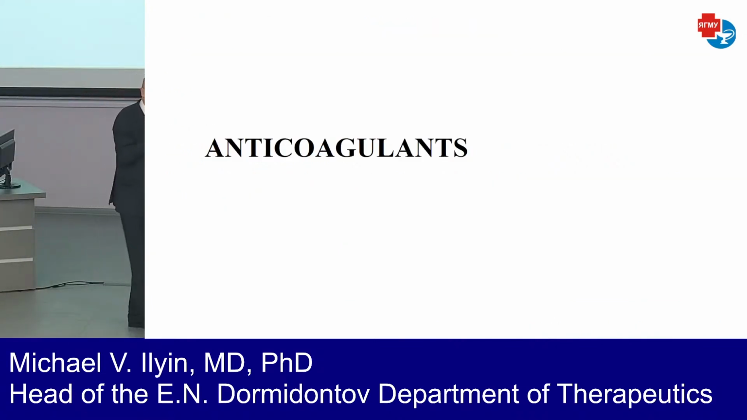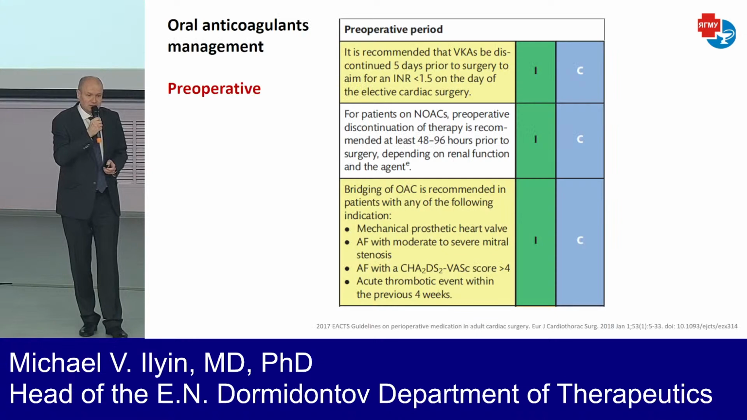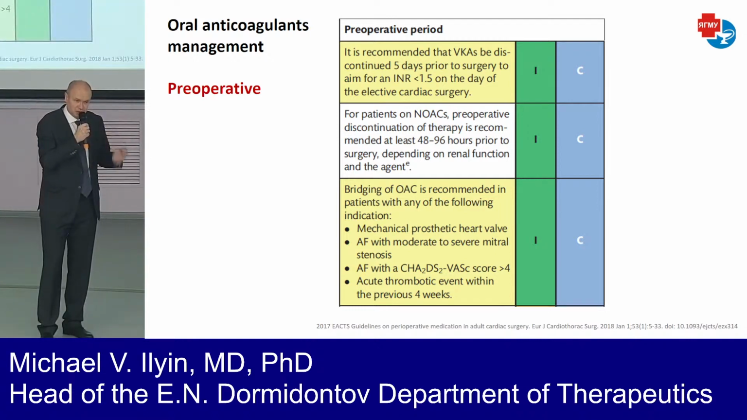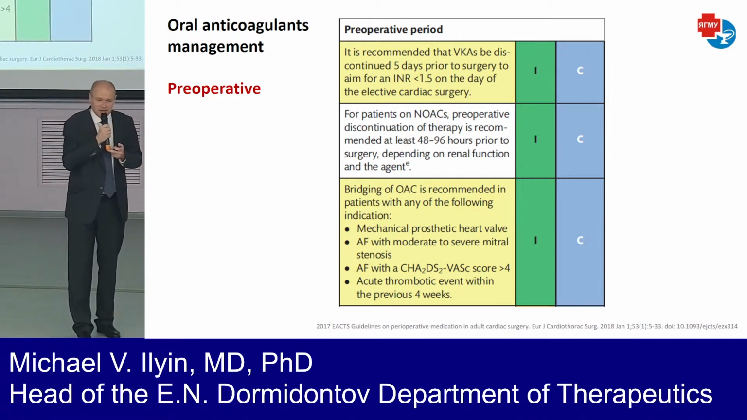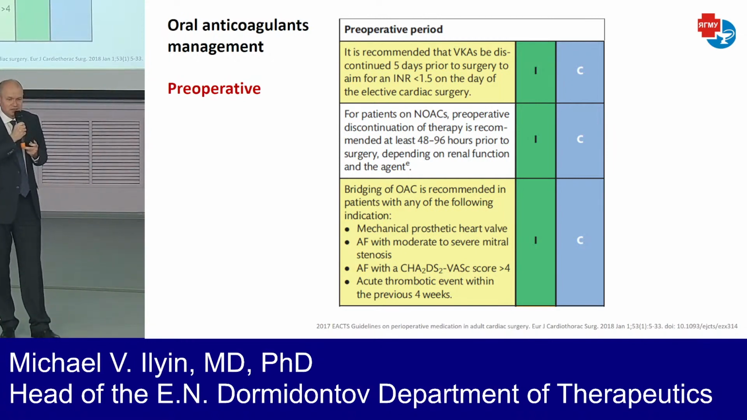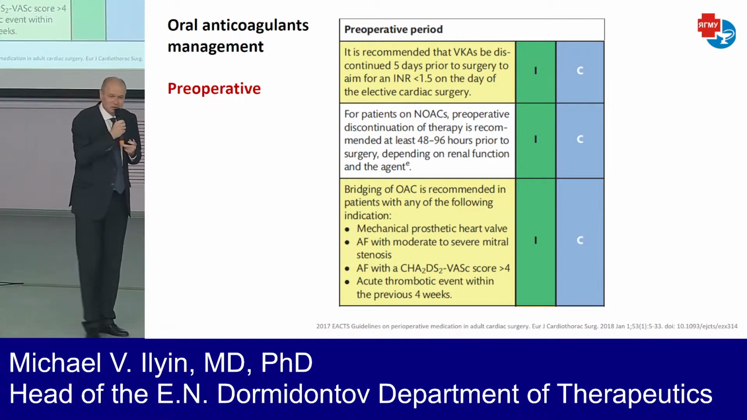Okay? Very good. The next large group of medications are anticoagulants. So, what do we know from recommendations about oral anticoagulants management? Preoperatively, as before. Preoperative period, it is recommended that vitamin K antagonists be discontinued 5 days prior to surgery to aim for an INR, international normalized ratio. Yep, INR is МНО in Russian.